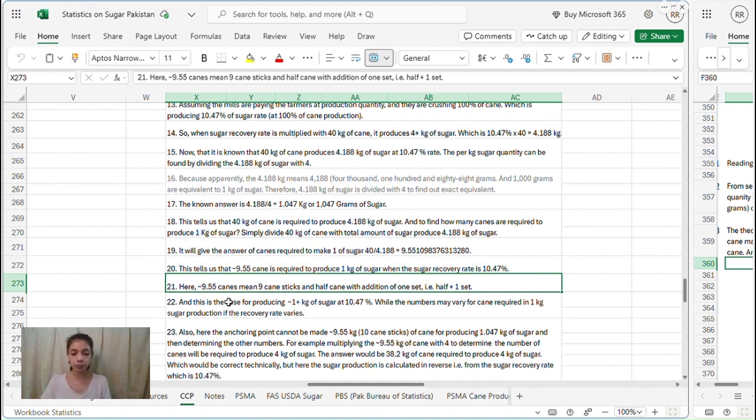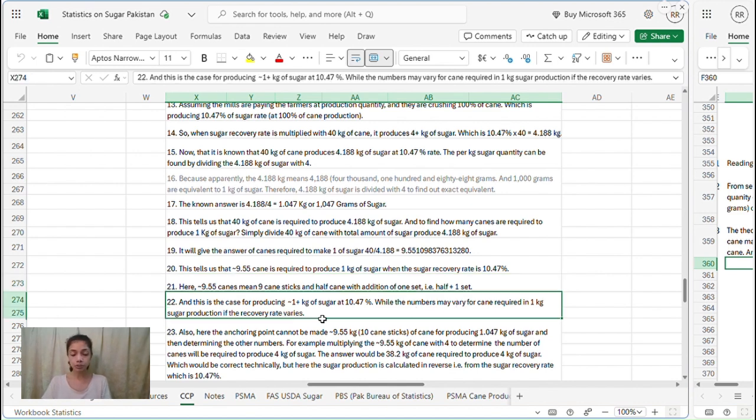So on point number 21, it says here 9.55 canes mean 9 sticks and half cane with addition of one set, that is half plus one set, that we have discussed. Point 22 says, this is the case for producing 1 plus kg of sugar at 10.47%, while the numbers may vary for cane required in 1 kg sugar production if the recovery rate varies.